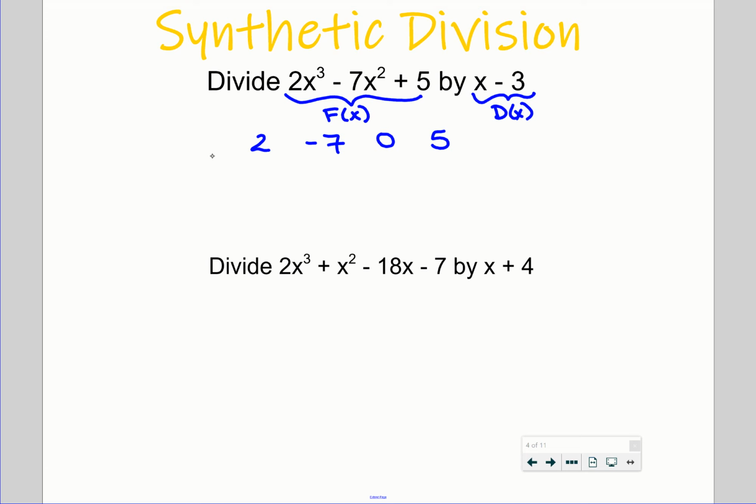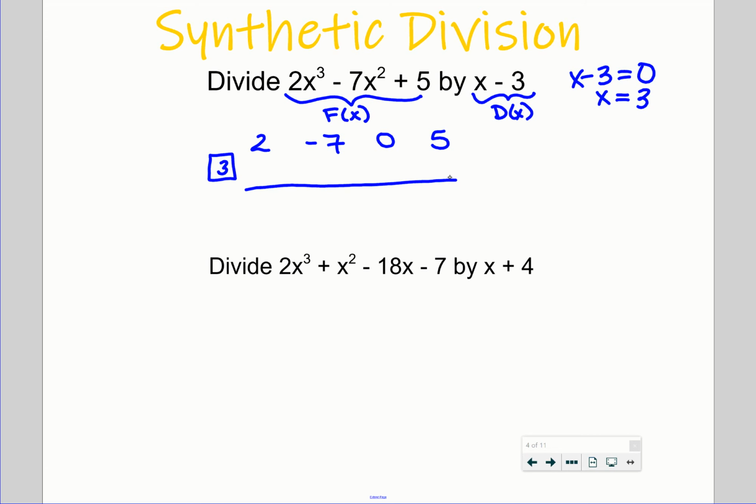To find the number that you're going to use in synthetic division that's going to go in this wonderful little box, we take our divisor and we set it equal to 0. So eventually this is going to represent a possible factor of our polynomial. And when we set it equal to 0, we're finding a solution or an x-intercept that we'll be testing. So x equals 3 is going to go in my box.